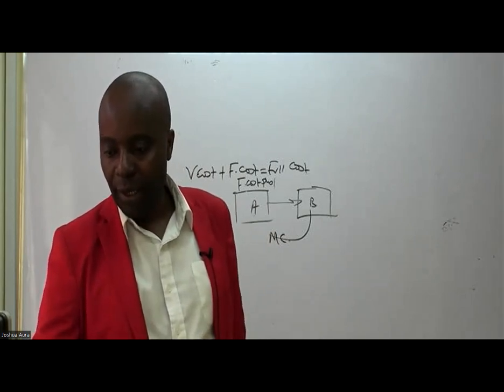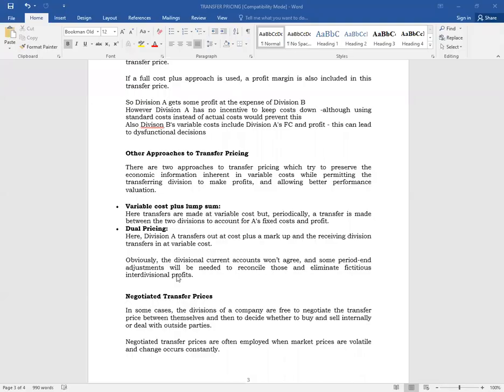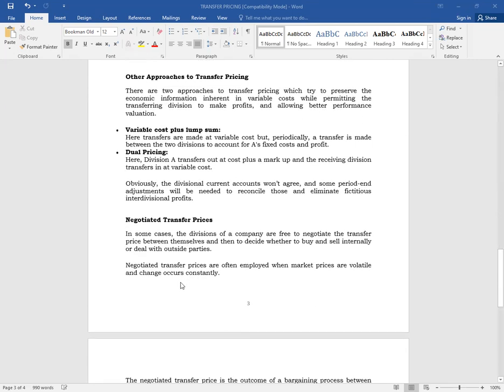We are told here, under dual transfer pricing, that division A transfers out at cost plus markup, and the receiving division transfers in at variable cost. Obviously, the divisional current accounts would not agree, and some period-end adjustments will be needed to reconcile those and eliminate any fictitious interdivisional profits. The key thing, just appreciate it at a high level.